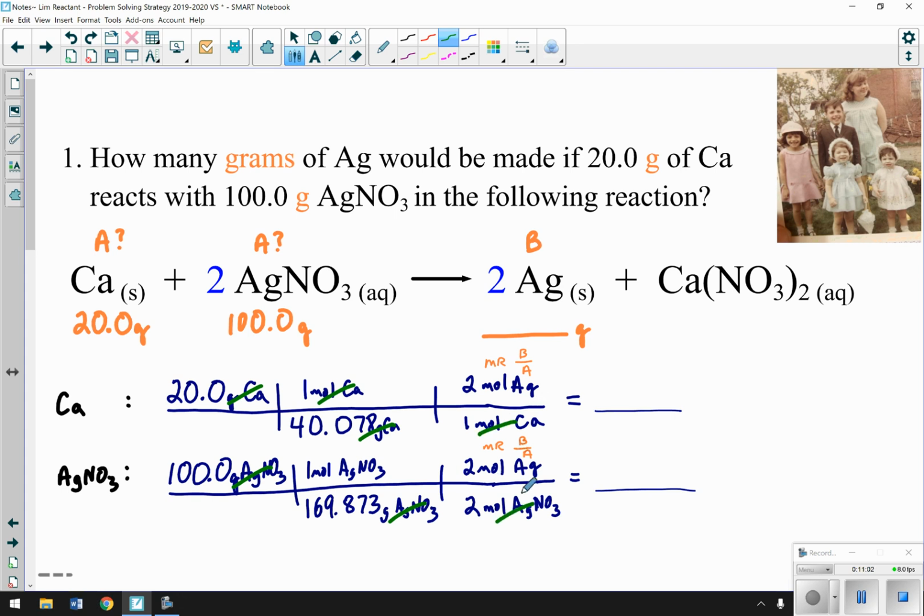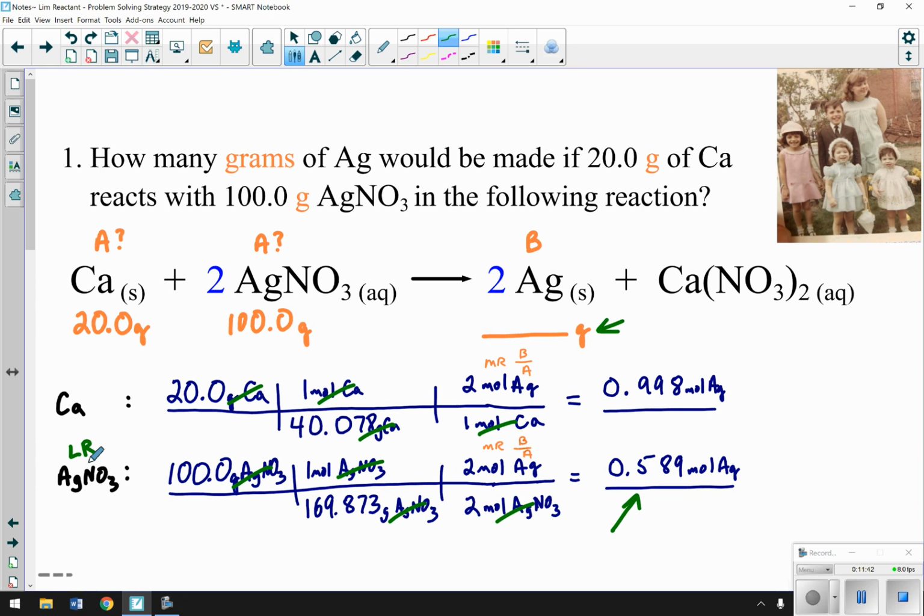And that is the amount of moles we'll use to do the final step, which is to get the grams of silver. So when I do the math, I see that if I assumed that calcium was the correct A, I would make 0.998 moles of silver. If I assume that silver nitrate is the A, the limiting reactant, I would make 0.589 moles of silver. And this is the amount of moles of silver that is the least. That means that silver nitrate is the limiting reactant.